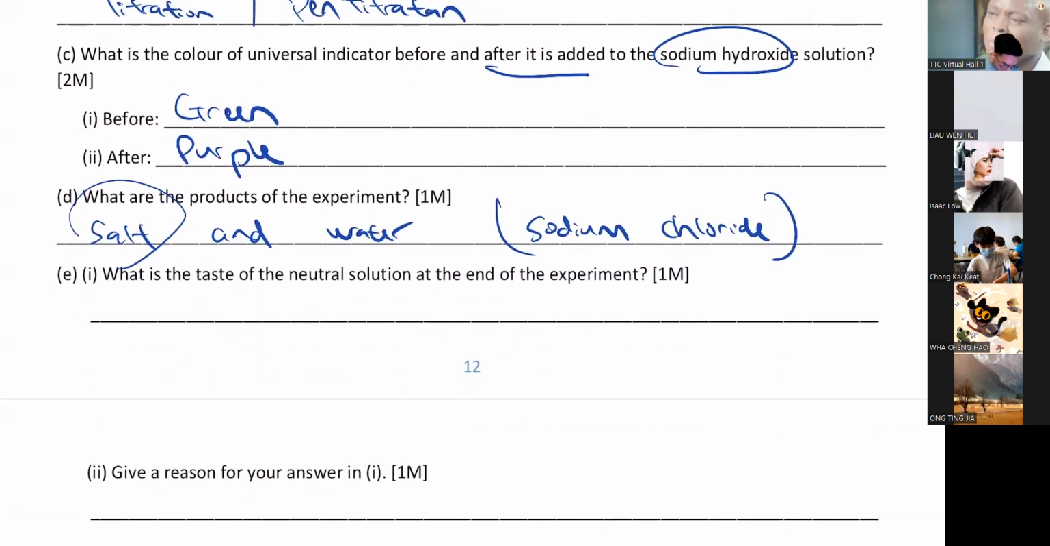So anyway, what is the taste of the neutral solution? You shouldn't be drinking this thing, but if you want to drink, it's salt, right? So it's salty. Salty, you can tease your friend.